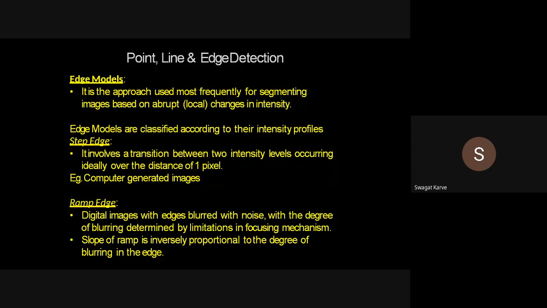Then you can categorize an edge as a ramp edge also. Ramp means what? It increases linearly. There is no abrupt change as in a step. It is a linear increase in the intensity levels.